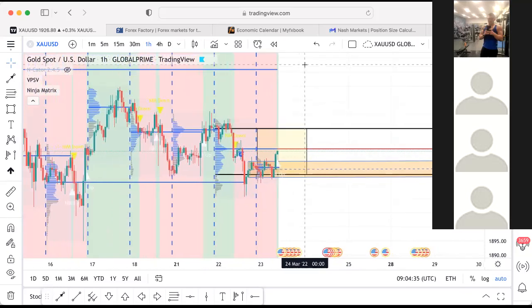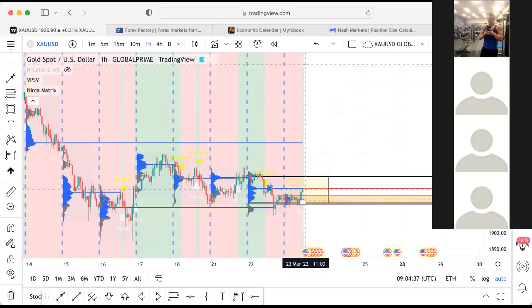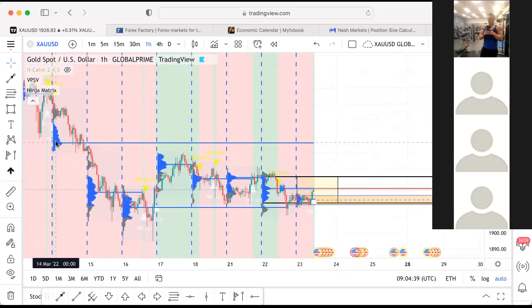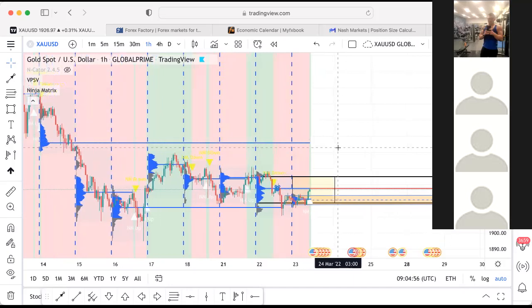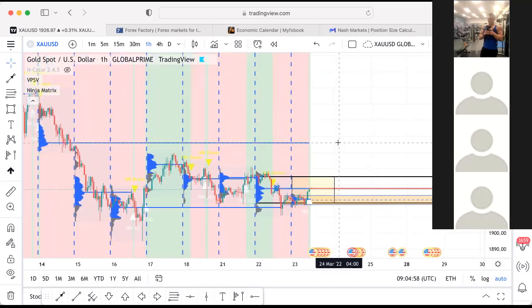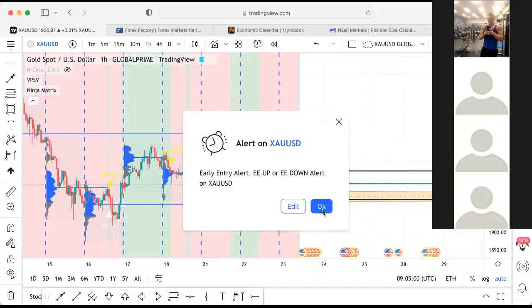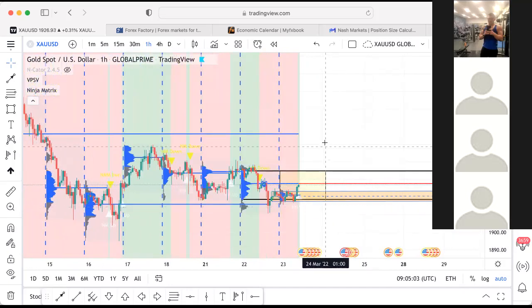That is an outstanding point of control, which we looked at earlier, going back to the 14th of March. Now it's sitting there literally waiting to be taken out. It will be taken out at some point. The only problem is we don't know when. I can absolutely guarantee it will go up to that price at some point, but I can't guarantee it's going to be today.